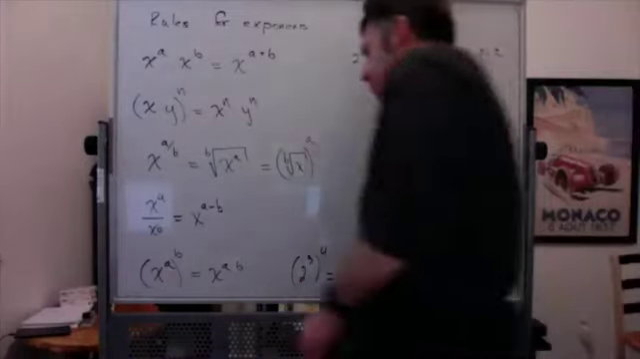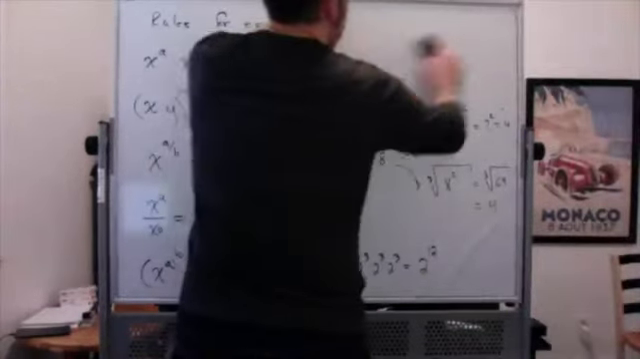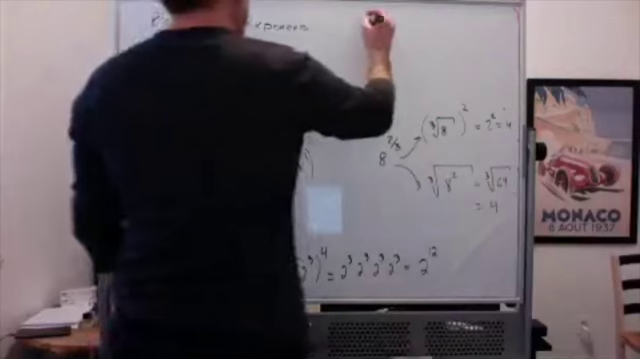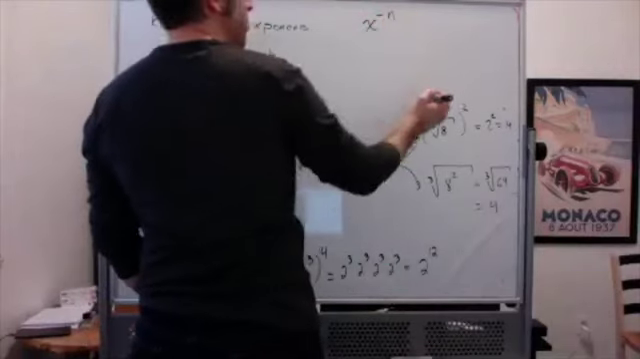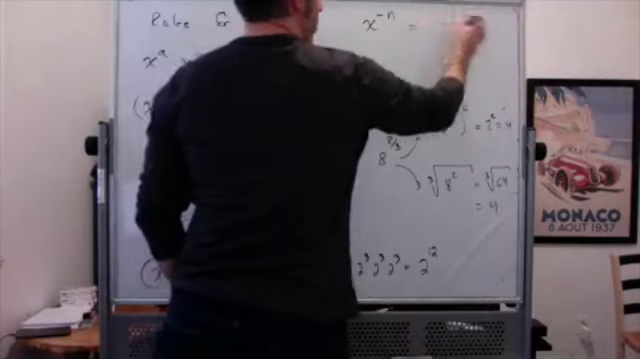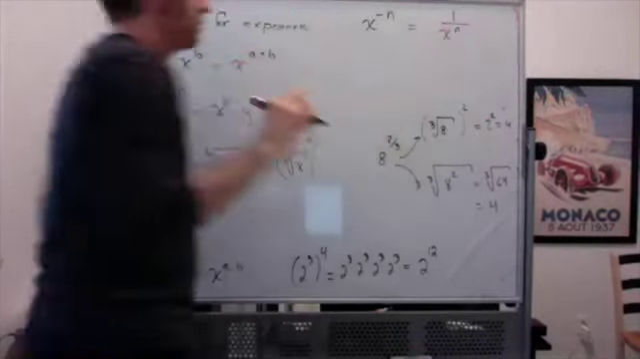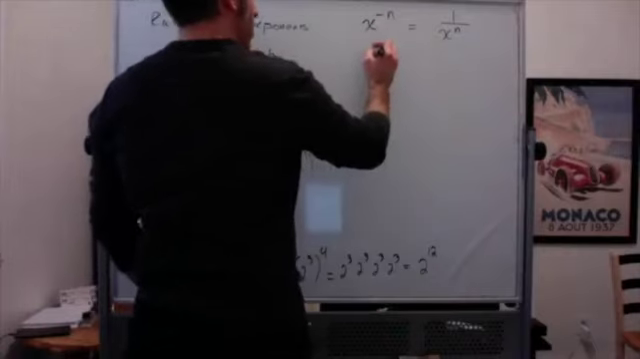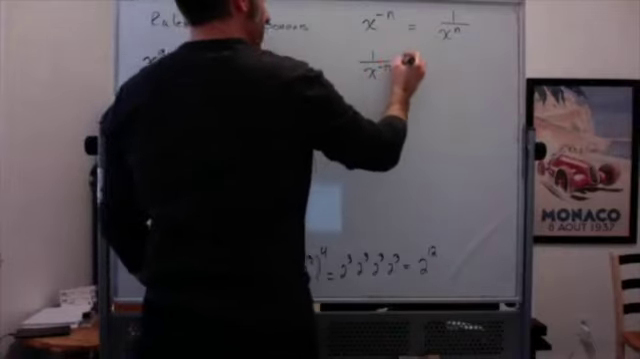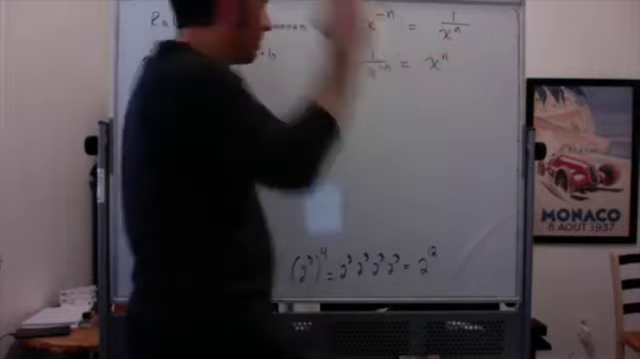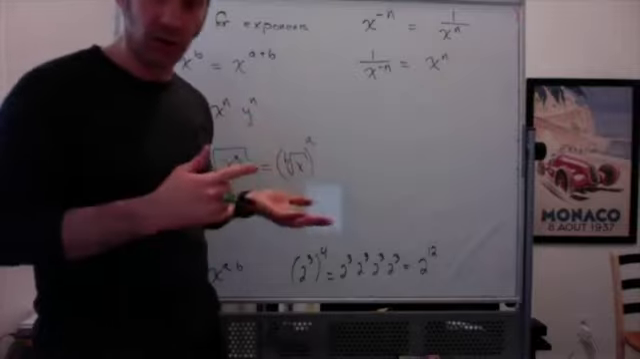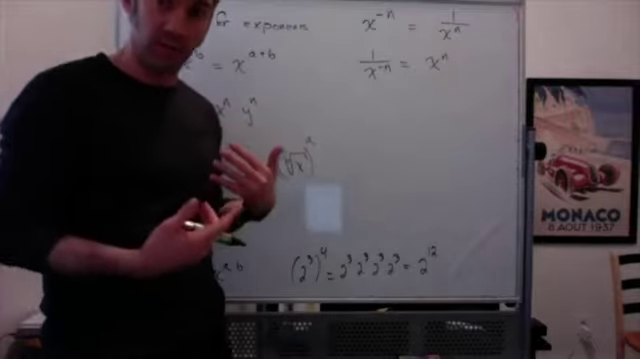And then the last rule, which I'll write up here. Actually, there's 2 rules I want to say. One of them is not on the list here. That's fine. If you have x to the negative n, it's equal to 1 over x to the n. And similarly, if you have 1 over x to the negative n, it's equal to x to the n. So basically, when you move an expression from the numerator to the denominator, or from the denominator to the numerator, you change the sign of the power.